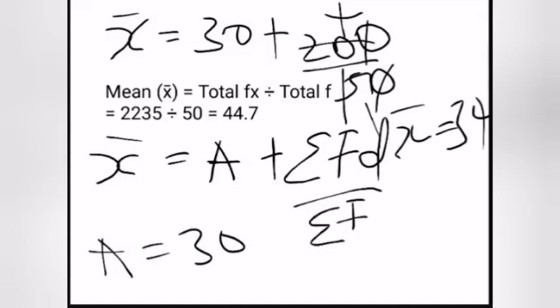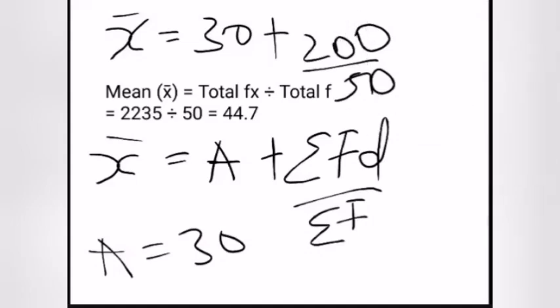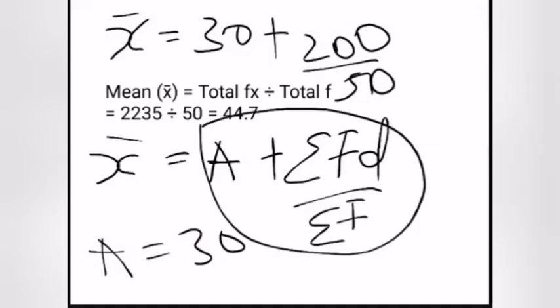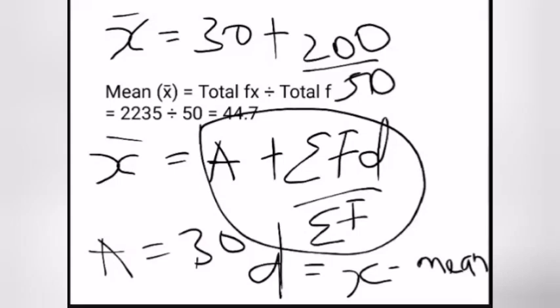Do you understand? Sometimes you can be asked to find your mean given an assumed mean. So this is the method of finding mean using an assumed mean. You'll be given A, then you have a table and find what FD is. D is X minus mean. So in this situation, we'll be doing X minus assumed mean. So it's the same thing as X minus A.